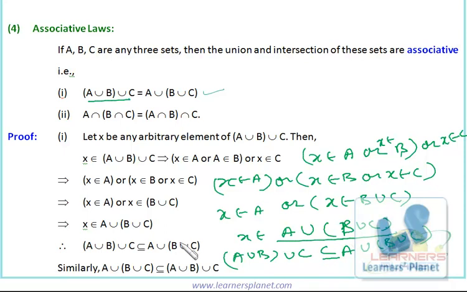Now similarly we can prove the vice versa, that is A union (B union C) is a subset of this, and I have already told you, if this is a subset of this and this is a subset of this, then both of them will be equal. Okay, so this is how you can prove the associativity in the case of the union of sets.